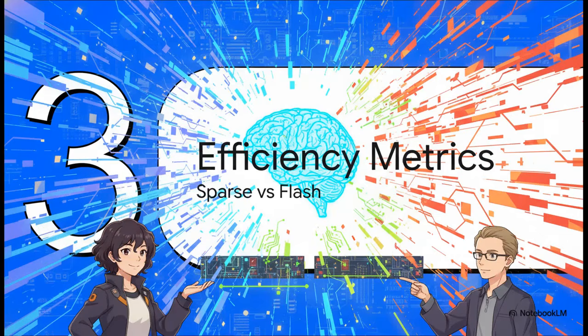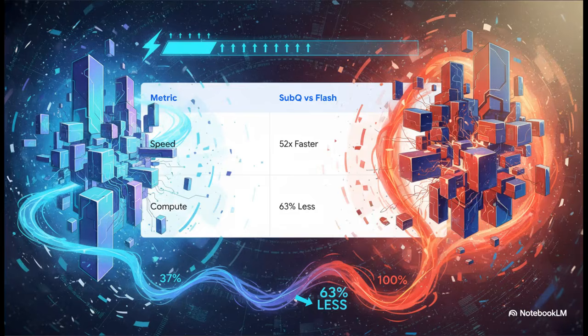Moving right along to section 3, attention compute efficiency metrics. Let's look at the actual numbers here. Comparing SubQ sparse attention directly against flash attention reveals a pretty staggering architectural advantage. As you can see, SubQ is 52 times faster, all while requiring 63% less compute. Let that sink in for a second. This totally proves that you don't have to sacrifice speed to drastically lower your compute footprint. It's a real game changer.